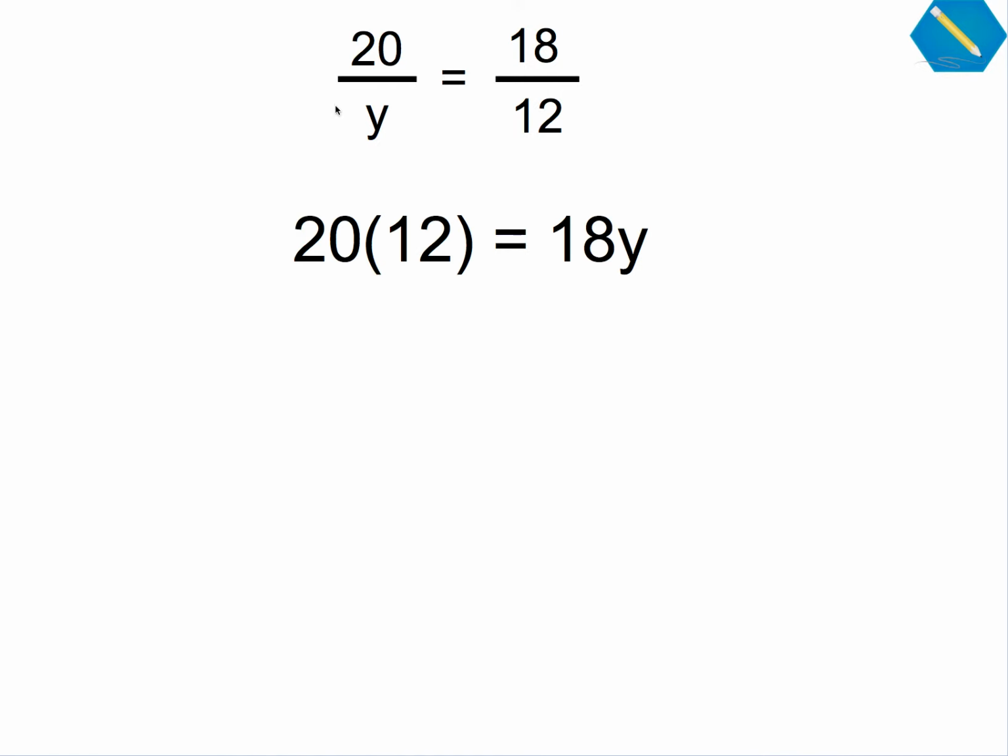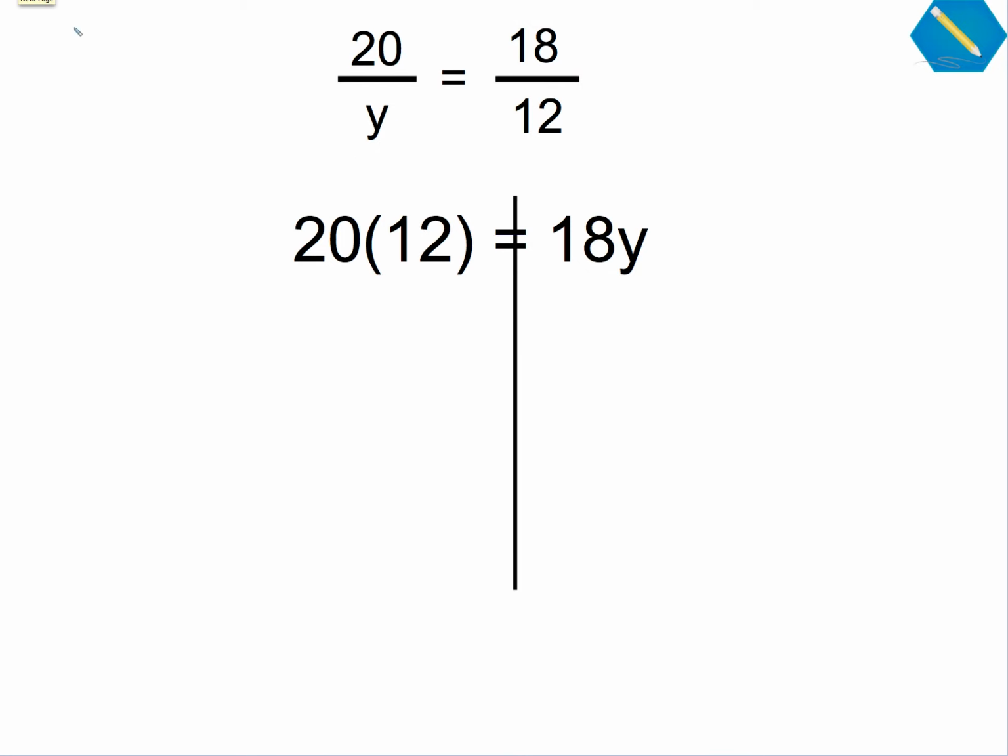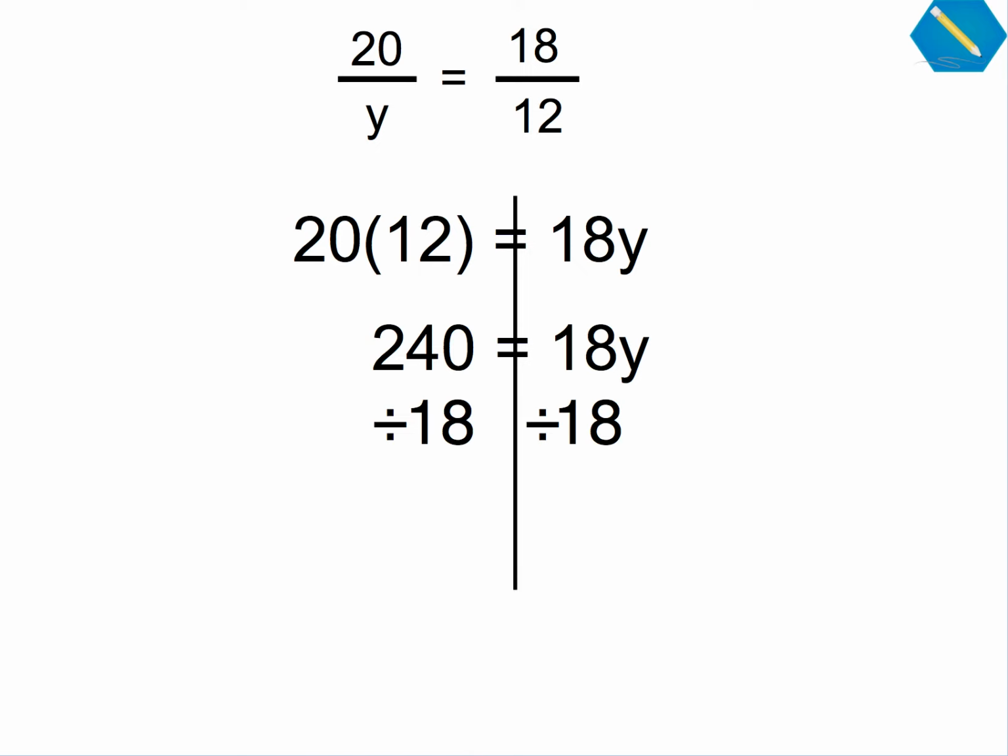So again, we're going to be cross multiplying 20 times 12, which is right here, and then 18 times Y. And notice I put the equal sign between those two. And now we just solve. So I'll separate the two sides of my equation. I can simplify 20 times 12, which is 240. And now since the 18 is attached to the Y with multiplication, we'll divide by 18 on both sides. And we end up with Y equals approximately 13.3 repeating.